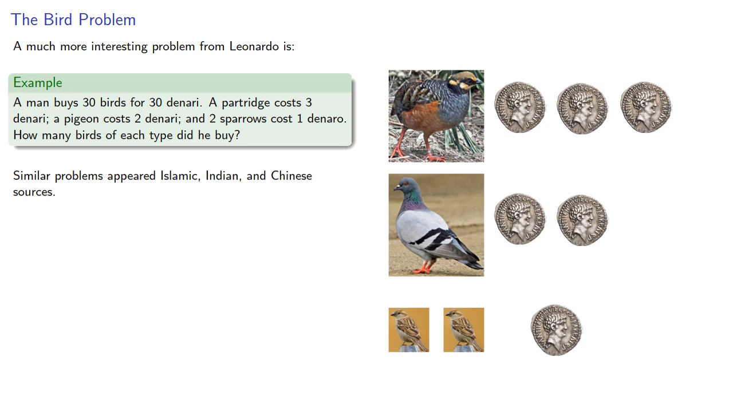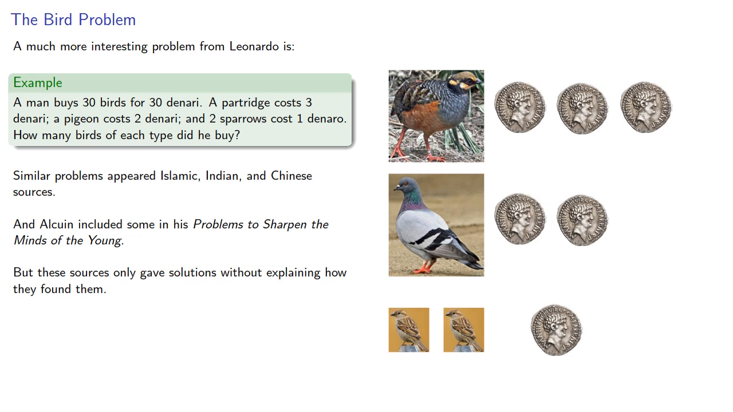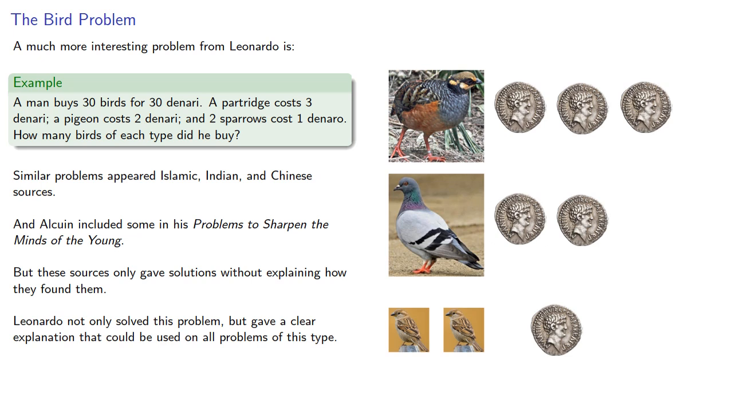Similar problems appeared in Islamic, Indian, and Chinese sources, and Alcuin included some in his Problems to Sharpen the Minds of the Young. But these sources only gave solutions without explaining how they found them. Leonardo not only solved this problem, but gave a clear explanation that could be used on all problems of this type.